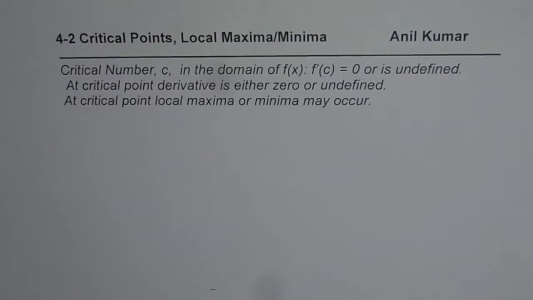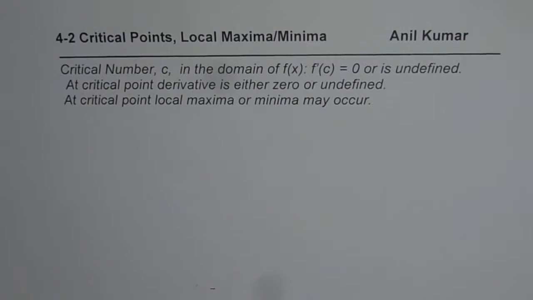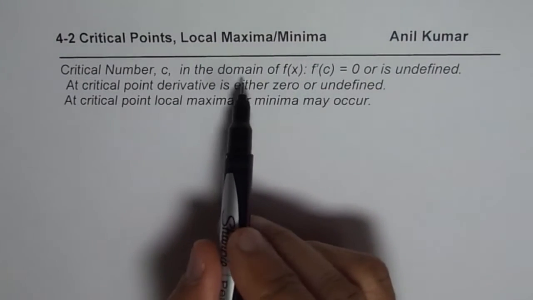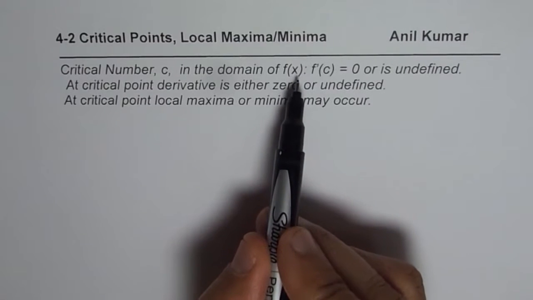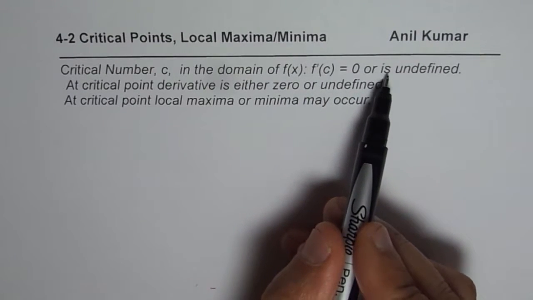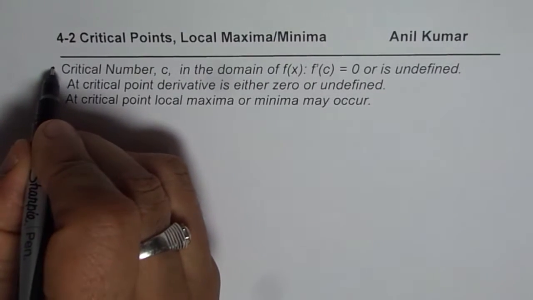I'm Anil Kumar, and in this video we'll get the concept for critical numbers and its relation with local maximum and minimum. So whenever we talk about critical numbers, we are looking for numbers in the domain of the function where the first derivative is either 0 or is undefined. So this is what we are looking for.